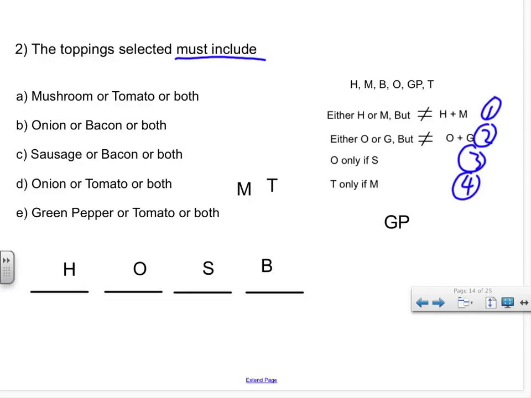So let's do a quick check to make sure this meets all the conditions. Either H or M. I've got H. Either O or G. O only if S. And T only if M. Well, T's up here with M, so it's not on the diagram, so we met that condition. So we know that we can make a pizza without mushroom or tomato because they're isolated up here, and it still worked. So we can eliminate A.